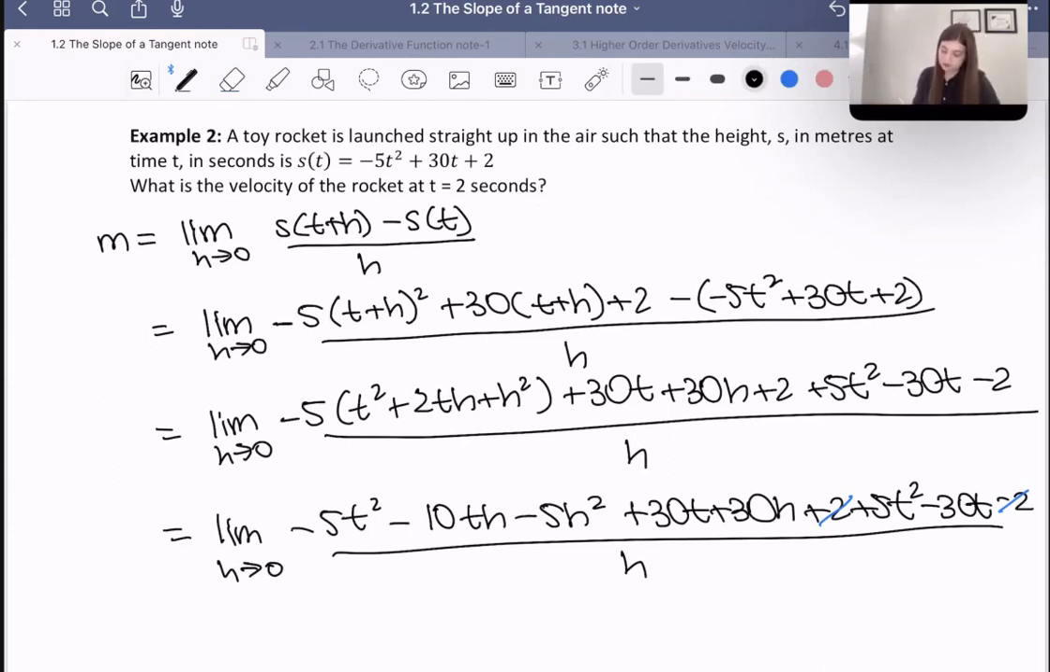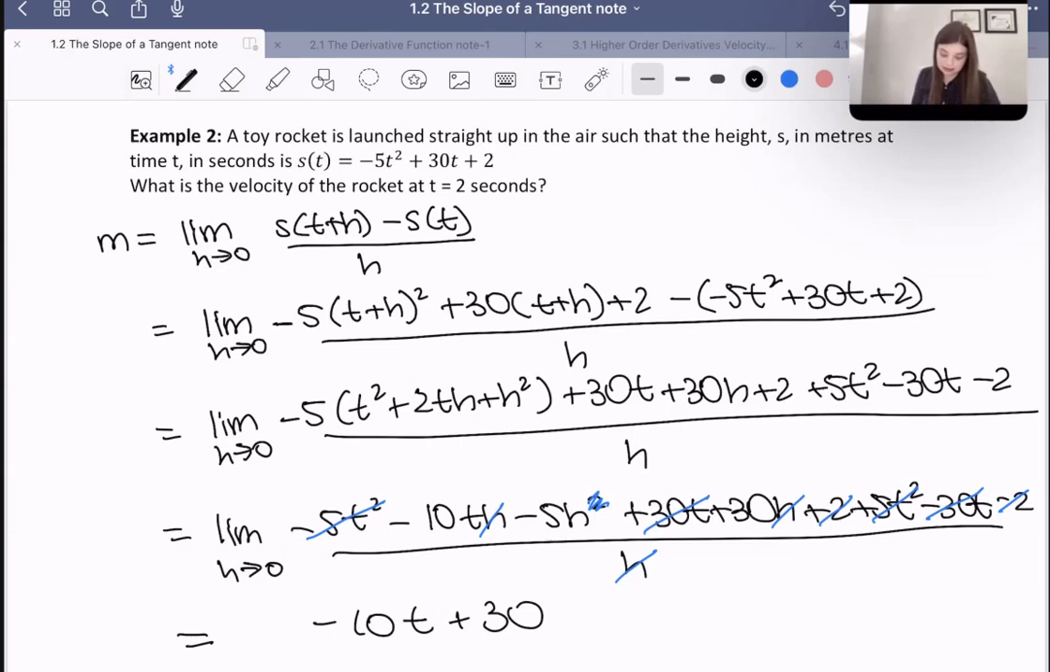Okay, all cleared up. So then this negative 5t squared with this positive 5t squared, those cancel out. Then we have negative 30t plus 30t, so those cancel out. Now everything just has an h left, so we can cancel this h out with this h, one of these h's, and this h here. And then when we plug in h equals 0, we're left with negative 10t plus 30.